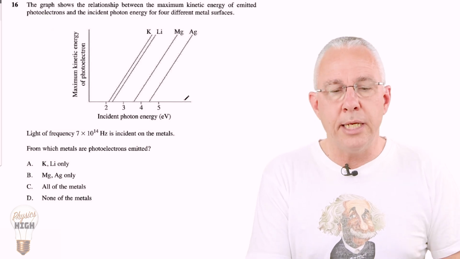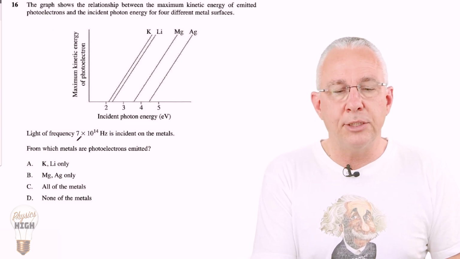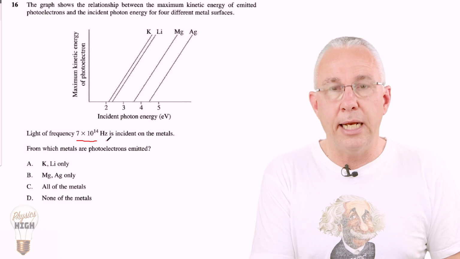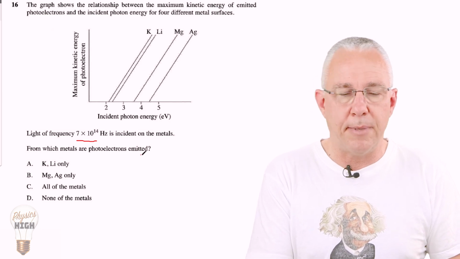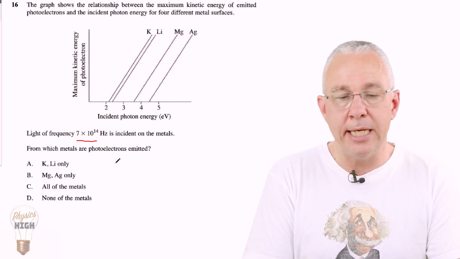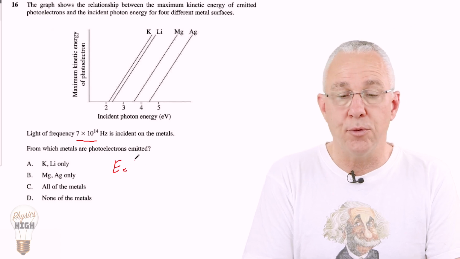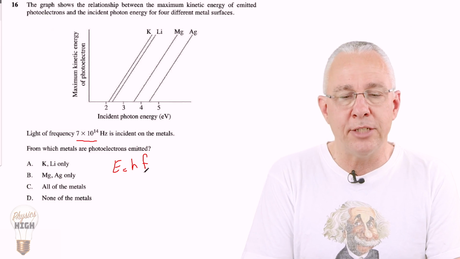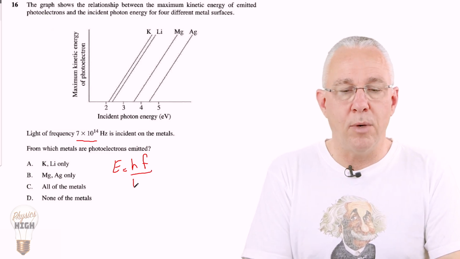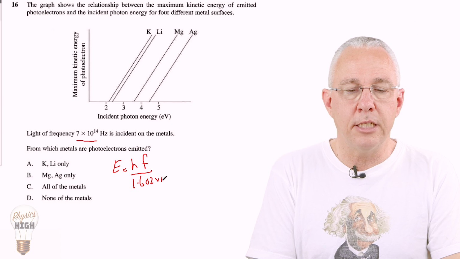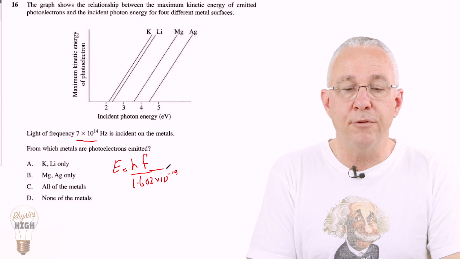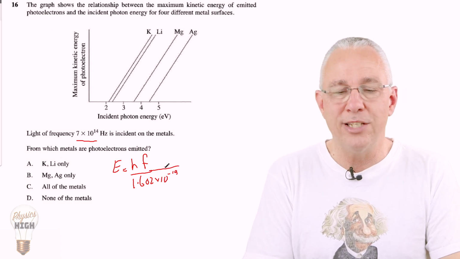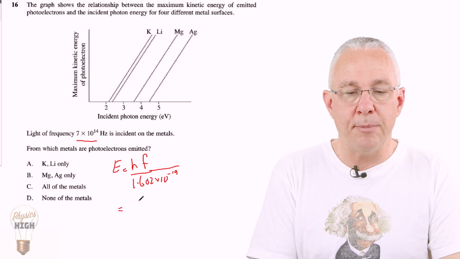Now, to do this, we determine the amount of energy in electron volts of that 7 by 10 to the power of 14. So what we say is that the energy is equal to, of course, hf, but because we want this in electron volts, I have to divide this by 1.602 by 10 to the power of negative 19. That converts our answer originally in joules to electron volts. We now substitute everything in.